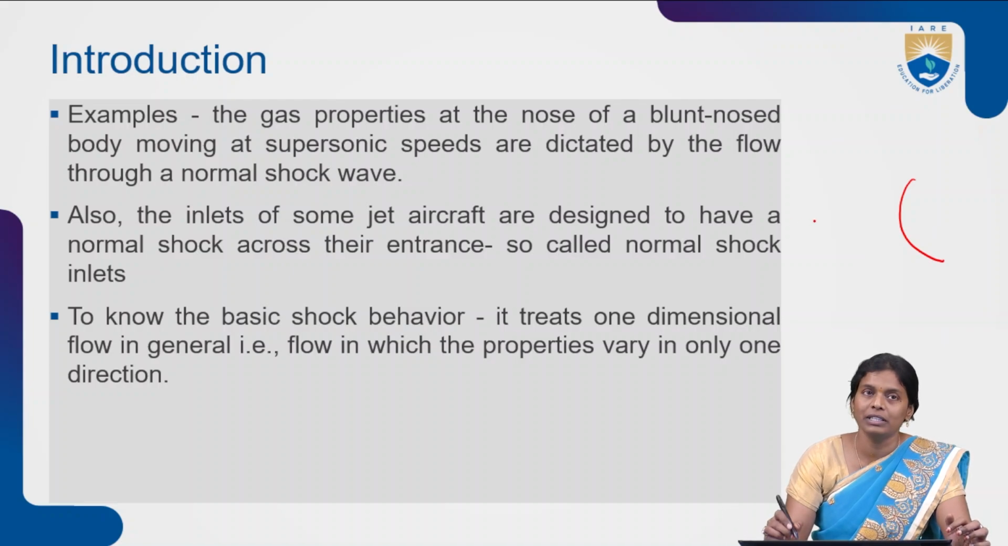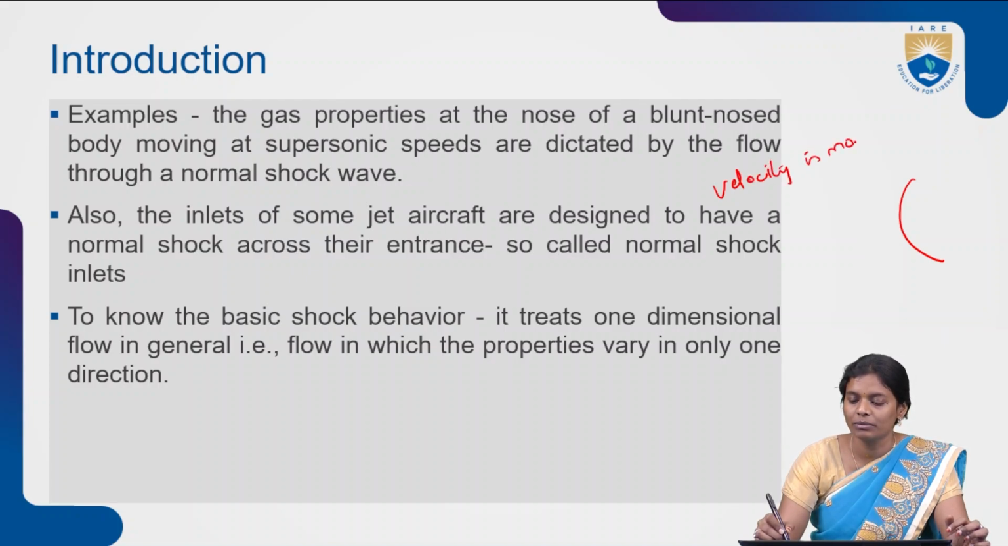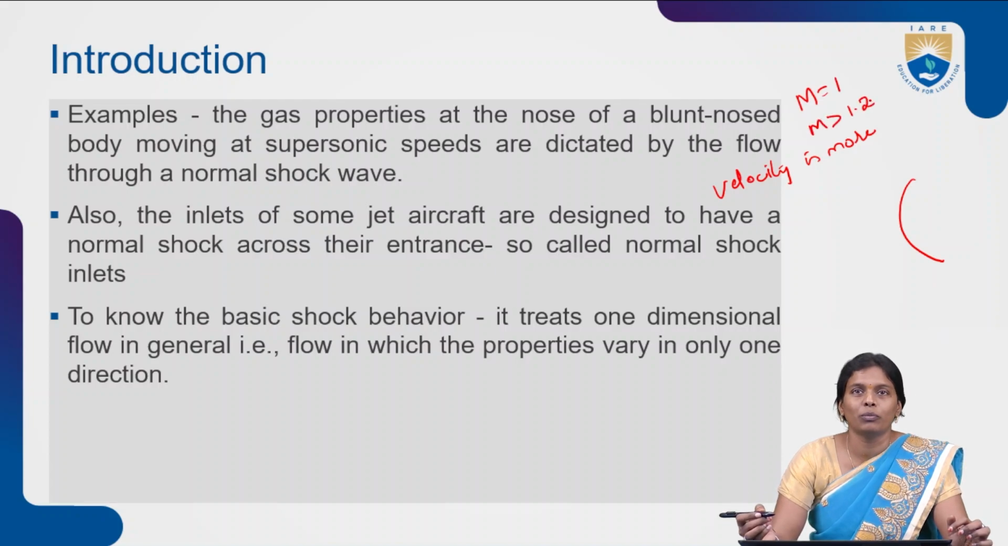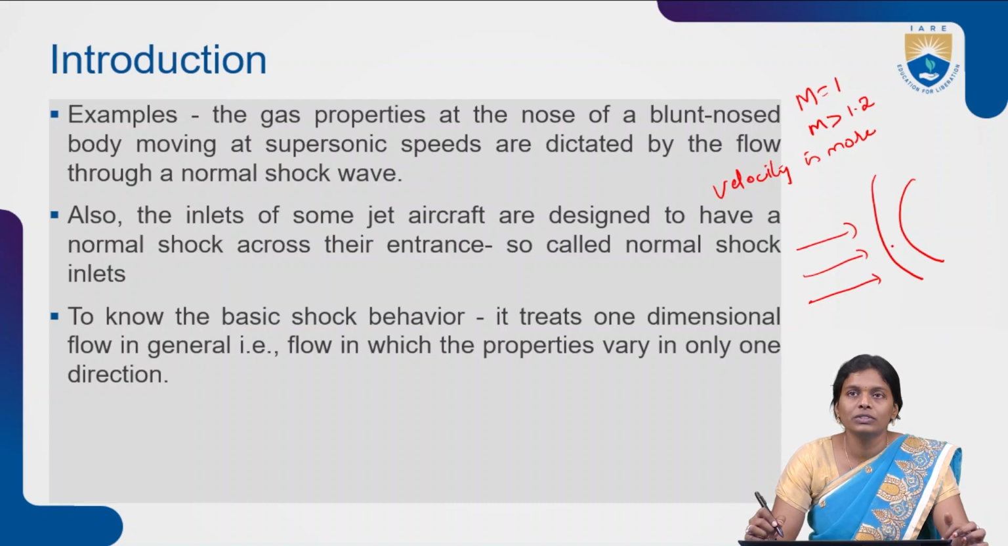moving at a supersonic speed, it means the velocity will be higher, right? Sonic speed means, as we have seen in the previous session, a Mach number of 1. Supersonic speed means the Mach number is greater than 1, right? At this speed, if the flow is going over the blunt body, a shock wave will form ahead of this body, which we will be calling a normal shock wave.